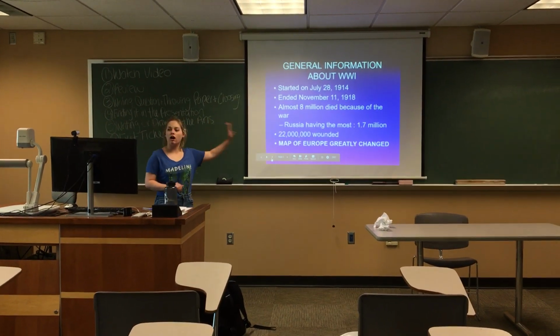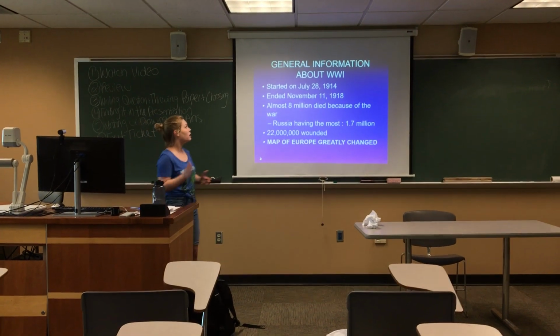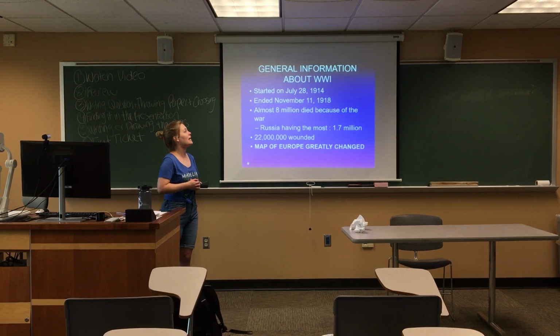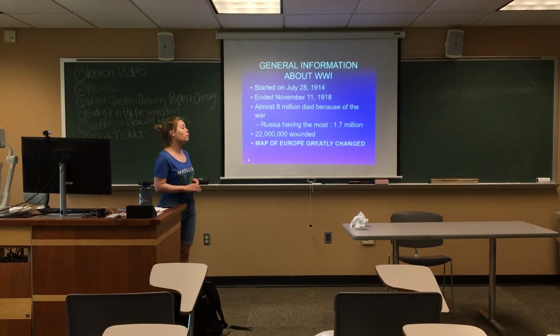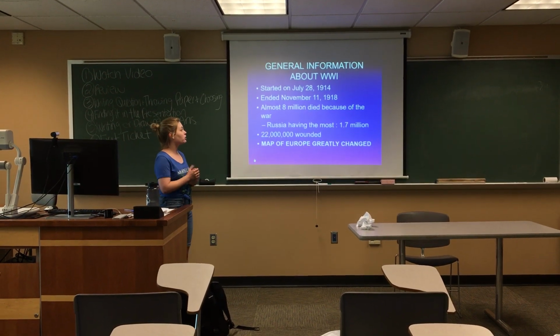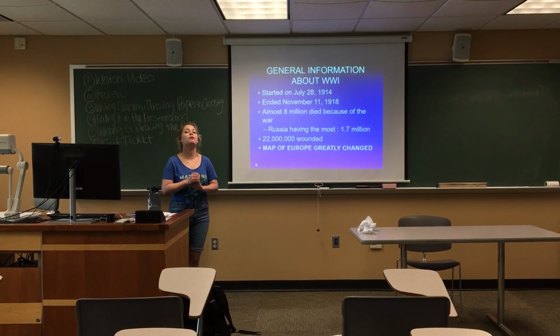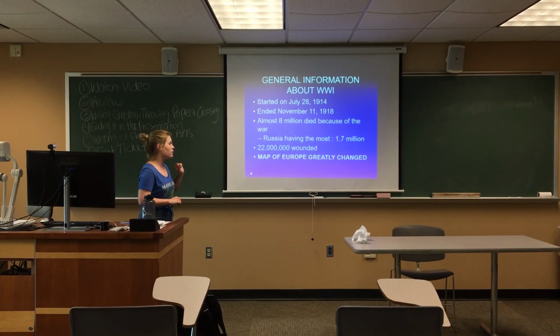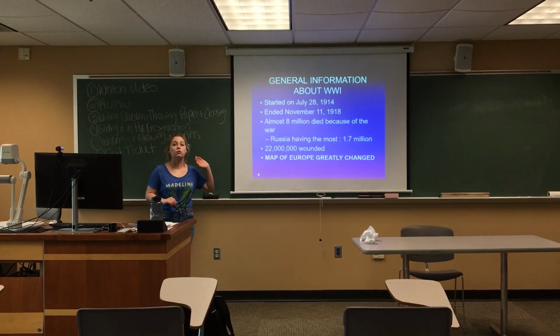So this first slide obviously is going to break down some key points of when the war started and when the war ended. It started in 1914 and ended in 1918. Almost 8 million people died because of this war. And then Russia, having the most loss, 1.7 million people in Russia alone were killed because of this war. And then also the map of Europe was greatly changed.